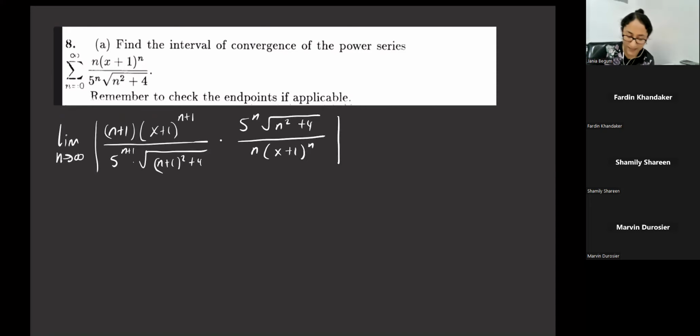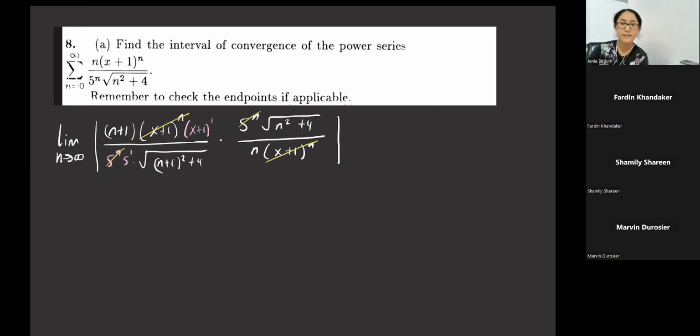Now simplify, right? As always, you rewrite all the exponents. I'm going to rewrite this one. So that would be 5 to the n times 5 to the 1. And I'm also going to rewrite this one right here, because x plus 1 gets a power of n plus 1. So you'll have x plus 1 to the power of n times x plus 1 to the 1 power. Now we can simplify, right? So now I can cancel 5 to the n with 5 to the n, x plus 1 to the n over x plus 1 to the n.